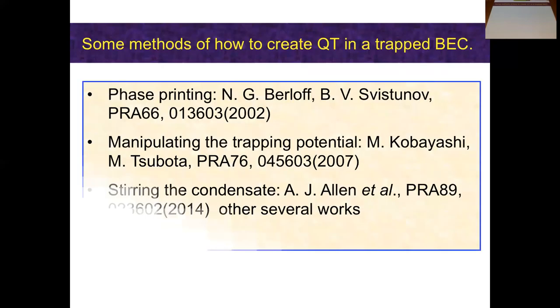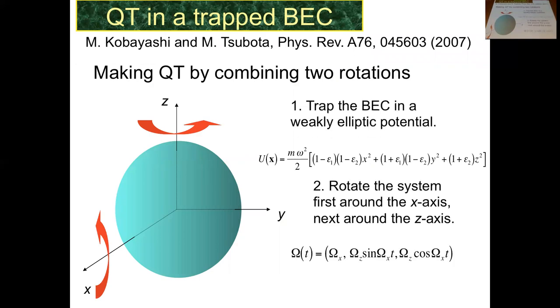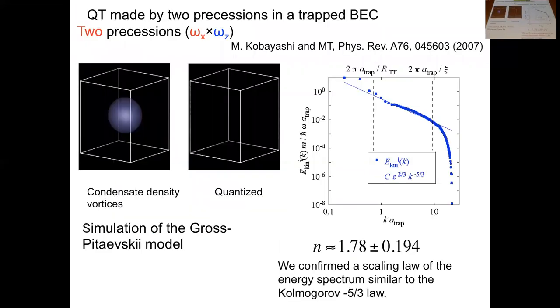So there are some methods to create quantum turbulence in trapped BECs: phase imprinting, manipulating the trapping potential, or stirring the condensate, something like that. We proposed making quantum turbulence by combining two rotations. First, we trap the system in an anisotropic potential. Then we rotate the system around the x-axis, then next around the z-axis. This is the Gross-Pitaevskii model, and we calculate the incompressible kinetic energy spectrum. Certainly, the spectrum seems to show some power law like this.